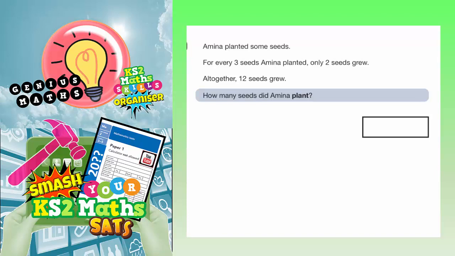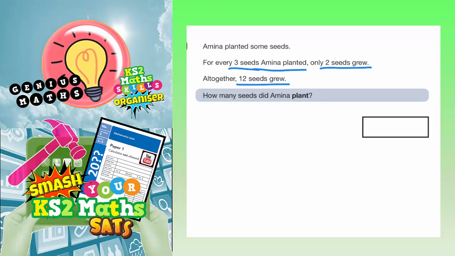Question 14. Amina planted some seeds. For every 3 seeds she planted, only 2 seeds grew. So every time she planted 3, only 2 grew. But altogether, 12 seeds grew. So how many did she plant?